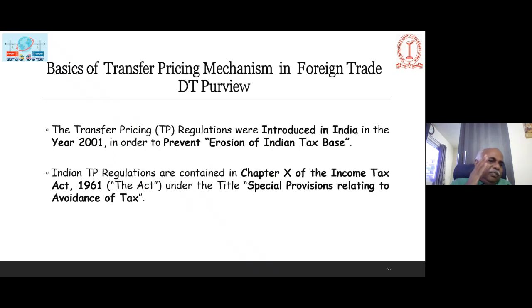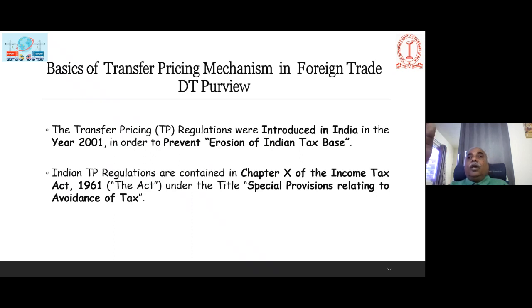The revenue of the country is decreasing like anything, because the production is increasing but they are not paying tax on account of low tax regimes. The Indian transfer pricing regulation is contained in Chapter 10 of the Income Tax Act 1961 under the special provisions relating to avoidance of tax. Under Chapter 10 of the Income Tax Act only, this was defined.